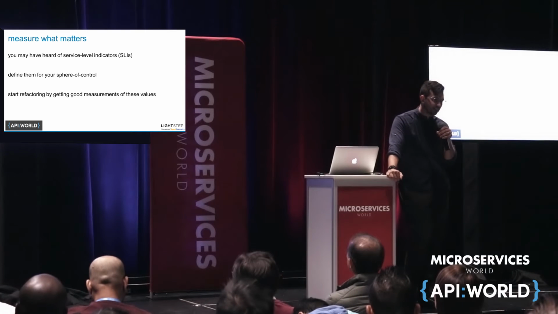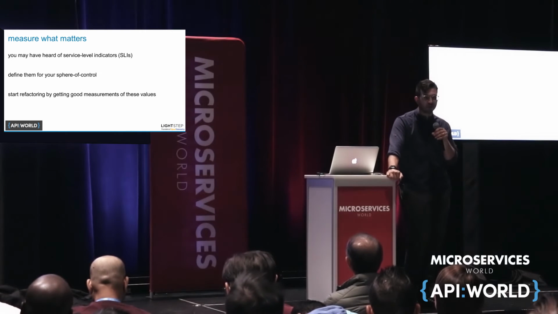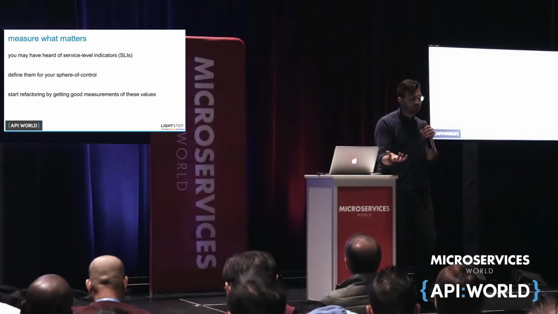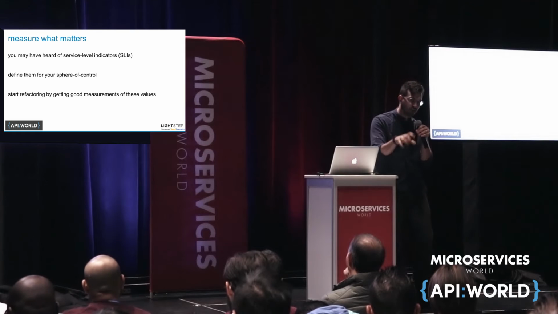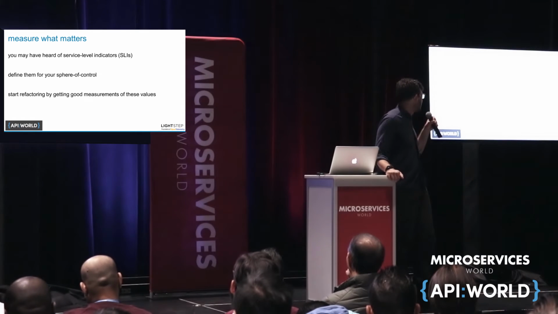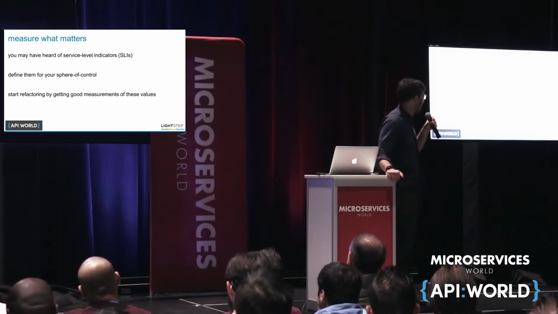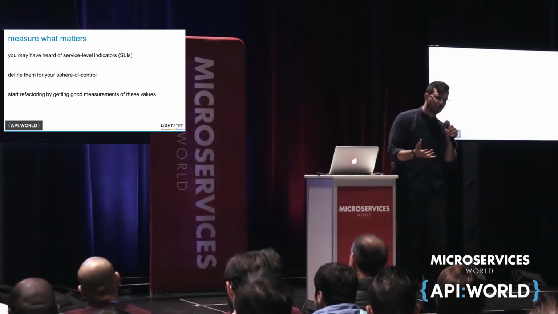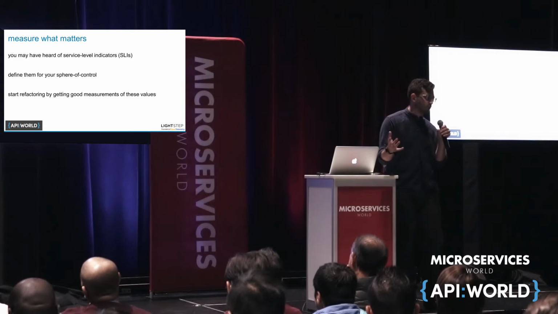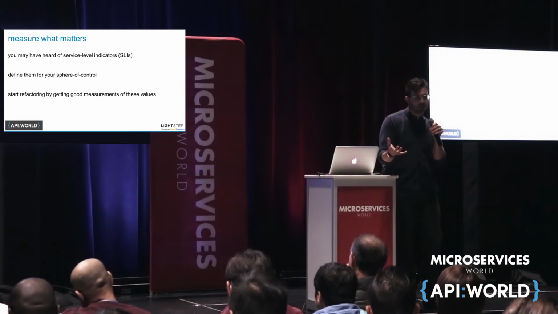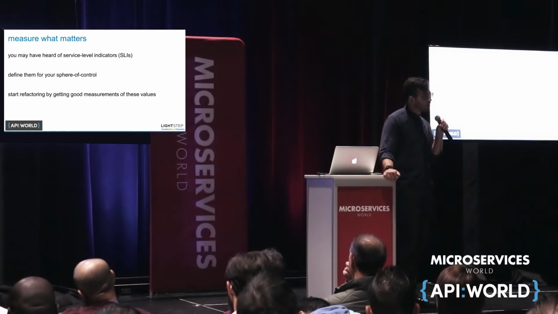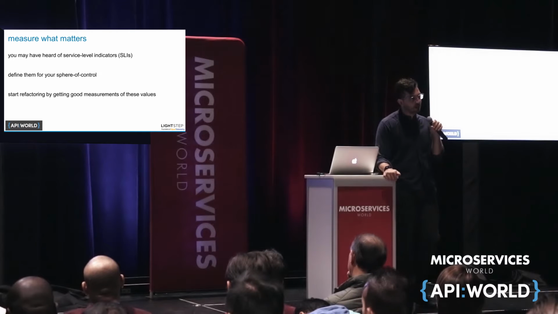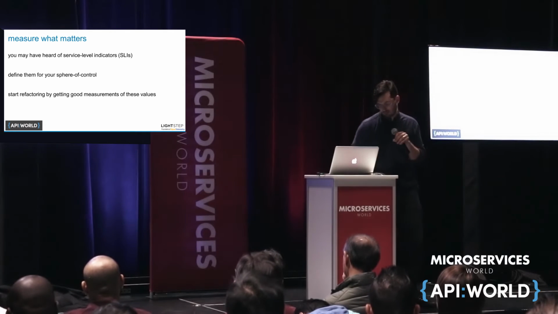What it usually isn't is memory load or CPU consumption. These are not things that your customers care about. By customers, I mean people who call the thing you own. It's not going to matter to them. So don't start with that, even though it's easy to measure. So you want to define these for your sphere of control. You want to talk to the people who use your service about them, right? You want to say, this is how you can tell if we're being good to you. And we're going to start our refactoring approach by getting measurements of those SLIs.